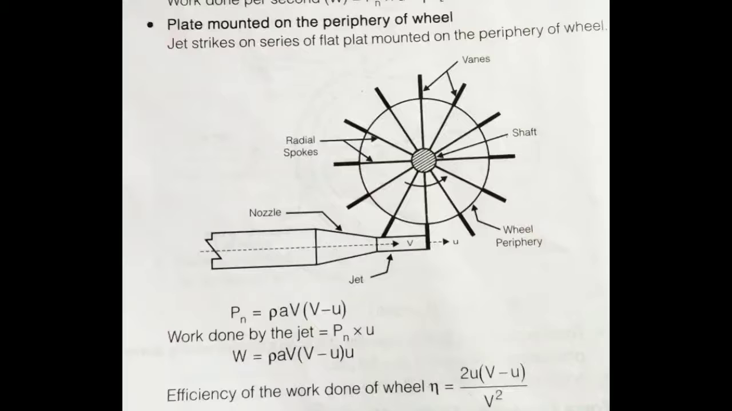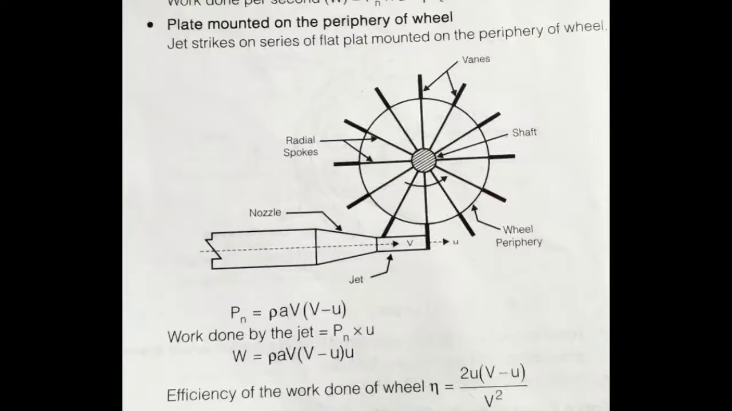Next case is plate mounted on the periphery of a wheel. The jet strikes a series of flat plates mounted on the periphery of a wheel. You see the figure. By seeing this figure, we can identify that variation or difference. In that, the force equation is Pn equal to rho a v into (v minus u). Then the work done in this case is Pn into u, otherwise force into u, so W equals rho a v into (v minus u) into u.